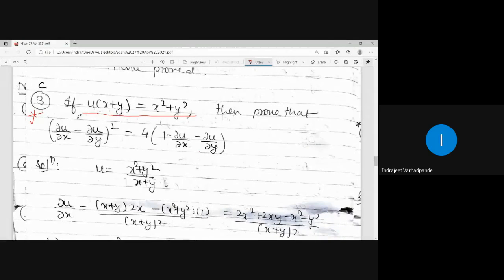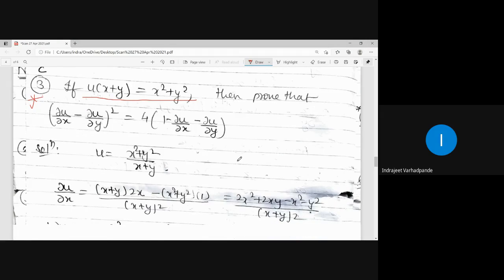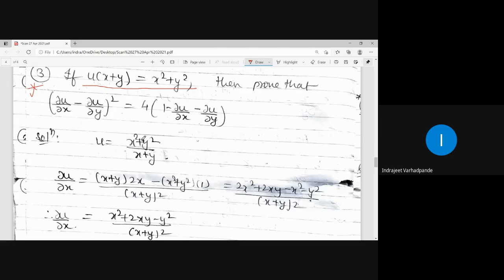So u is equal to (x square plus y square) upon (x plus y) is the given function. Now I will be finding out the derivative del u by del x. While differentiating with respect to x partially, I will be keeping y constant. So you can see over here, x is present in the numerator as well as in the denominator. So I can call it as u by v. U by v means quotient rule.